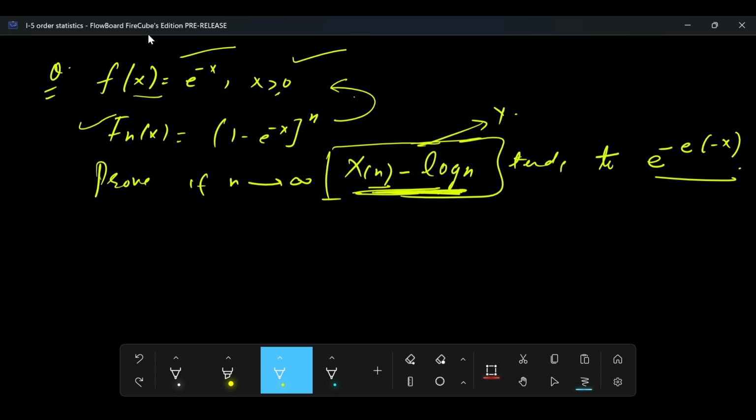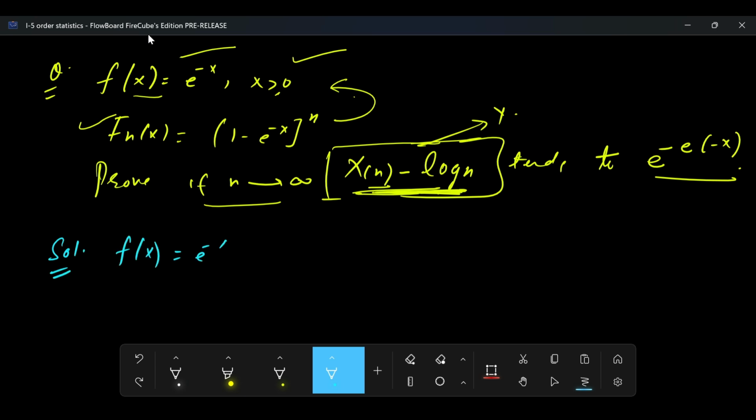See how, either PDF or CDF, but as n tends to infinity. Whenever n tends to infinity, the solution will come in this form: e raised power minus x. See how. What's f of x? That's e raised power minus x, x is greater than or equal to 0. And what's F of nx? That is 1 minus e raised power minus x, raised power n. Clear?